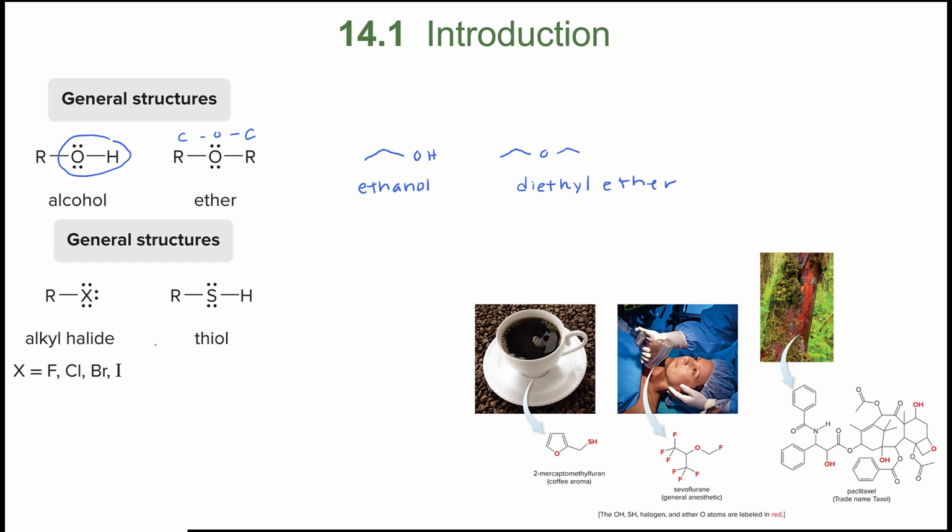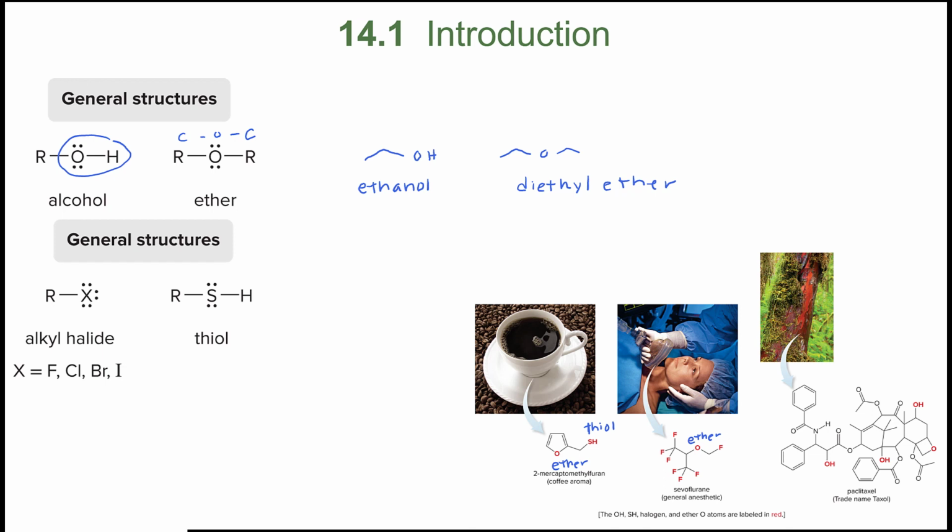The general structure of an alkyl halide is a carbon-containing compound with a halogen, which is fluorine, chlorine, bromine, or iodine. And we also have a thiol, which looks like an alcohol, except it has a sulfur present. So we might see a thiol in 2-mercaptomethylfuran, which gives the aroma of coffee. And we have the ether here. And in sevoflurane, the general anesthetic, we have an ether, as well as all of those CF bonds are our alkyl halides.